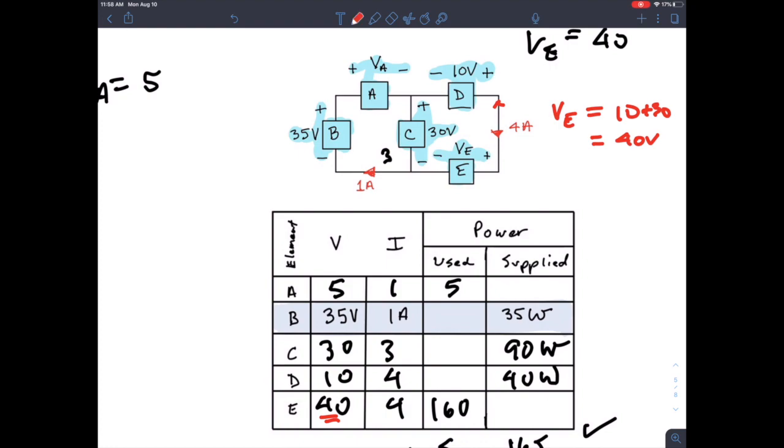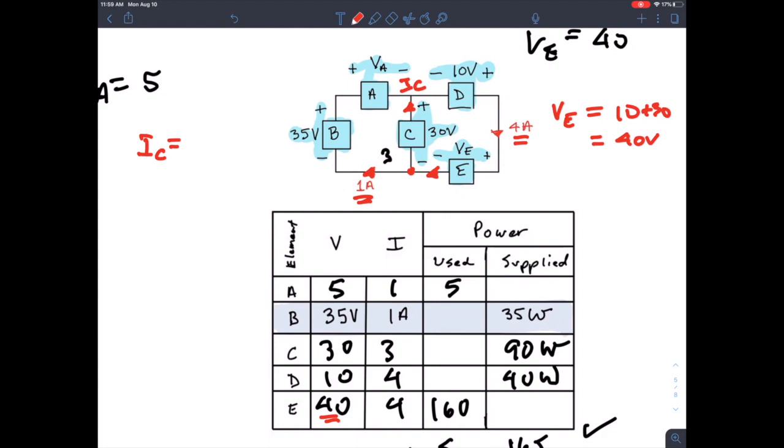currents. Okay, so in this problem, you were given this 1 amp current, and you were also given this 4 amp current. Okay, so I can take a look at this node. I have this coming in, this coming out, and then I would have the current going through C, which I referenced to come up this way.